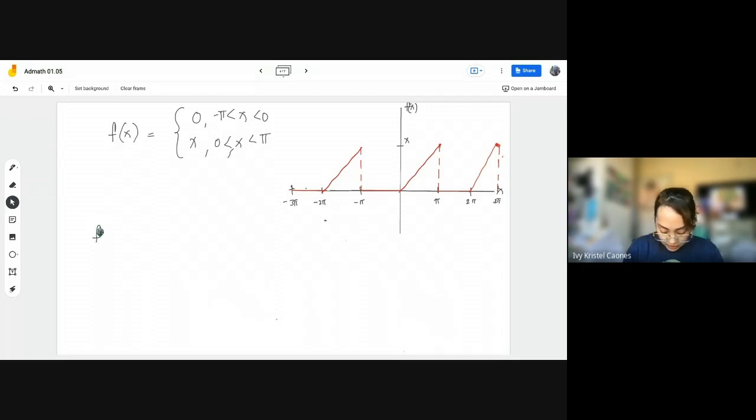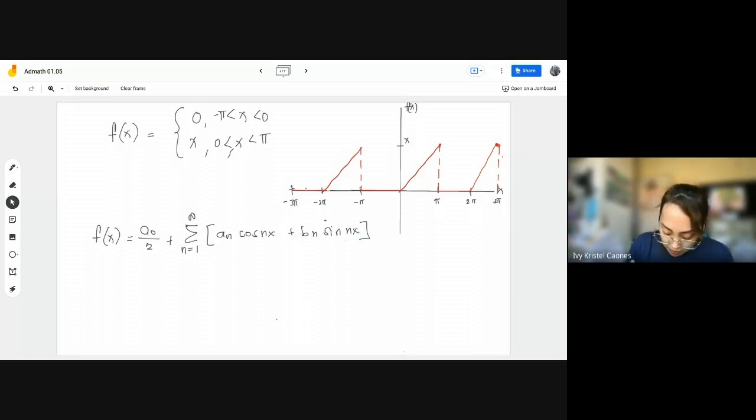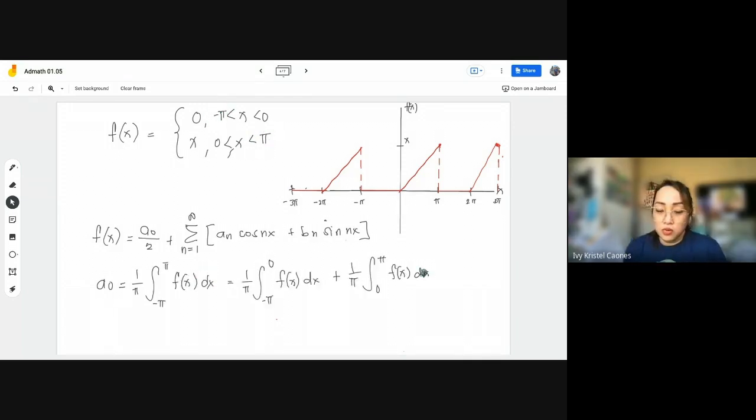So f of x equal to a sub 0 over 2 plus, so that is our general formula. a sub 0 equals 1 over pi integral from negative pi to pi dx, since that is what is given to us. So it is reversed now. Earlier, the 0 was in 0 to pi. The 0 now is in negative pi to 0.